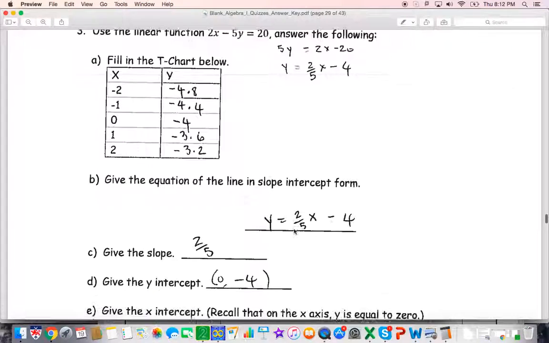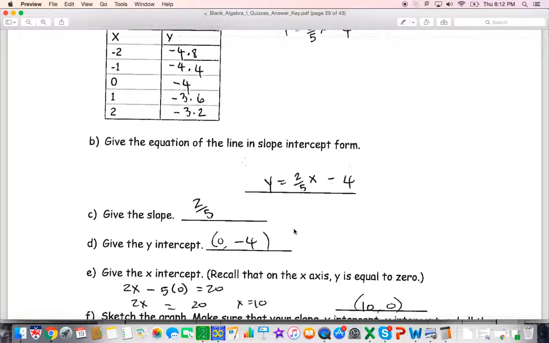Once you have it in slope-intercept form, it's pretty easy to tell what the slope is and what the y-intercept is. So remember, y equals mx plus b. M is the slope. The slope is 2/5. The y-intercept, you know from the plus b here, so it's -4. So here I wrote the y-intercept as (0, -4). If you had just written -4, that would be fine as well. That is, again, where the line crosses the y-axis.